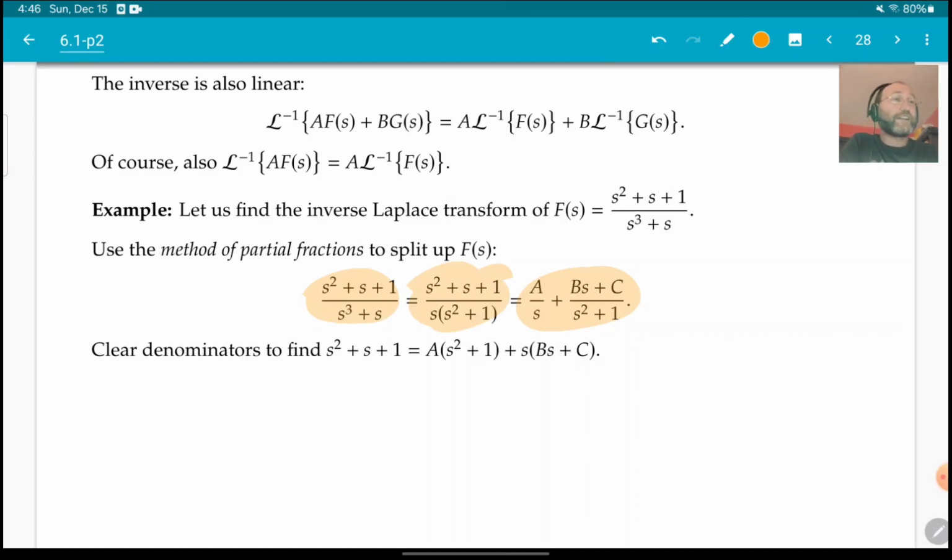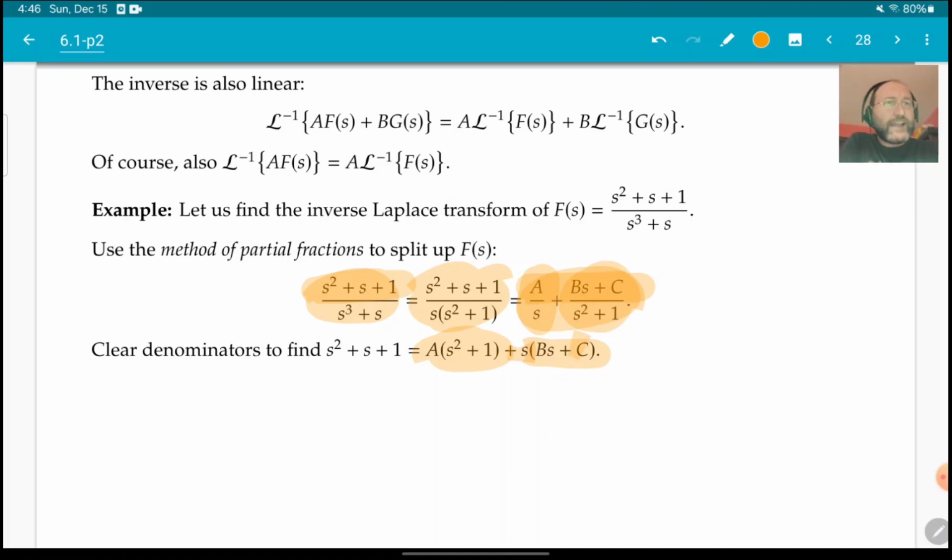So what you could do is just clear denominators. You could just multiply by s times s squared plus 1. That's the easiest way to do it. There are sometimes some shortcuts, but this will always work. Just clear denominators. The numerator here is not equal to this numerator, but for example, if I have a over s, I multiply it by s times s squared plus 1. The s will cancel, and I get a times s squared plus 1. Similarly, over here, the s squared plus 1 will cancel. I get s times bs plus c.